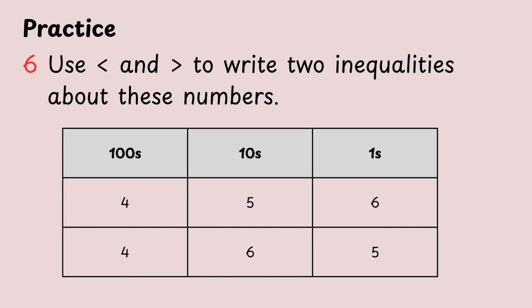Let's look at our table first. In the first row, we can see 4 hundreds, 5 tens, and 6 ones. So when we write together, that will be 456. And in the second row, we can see 4 hundreds, 6 tens, and 5 ones. So when we combine together, that will be 465.